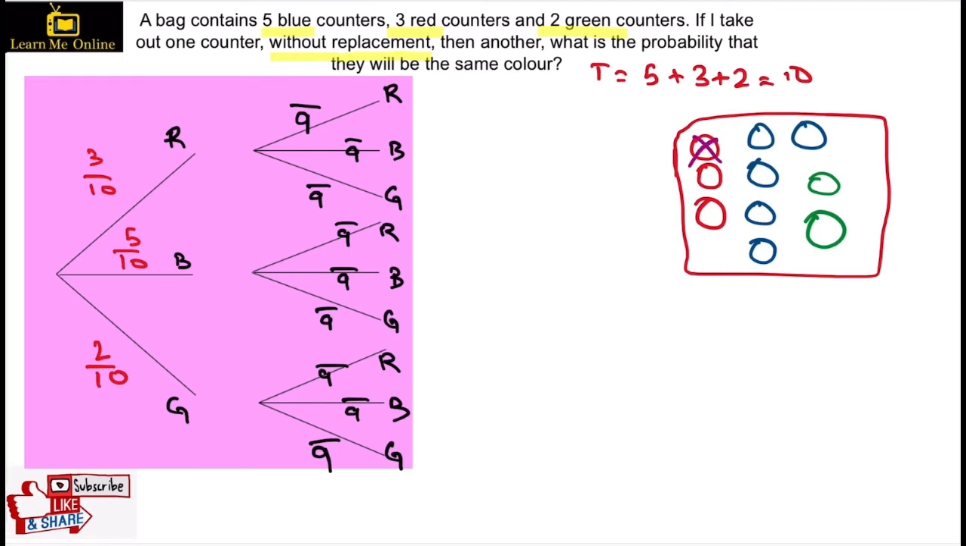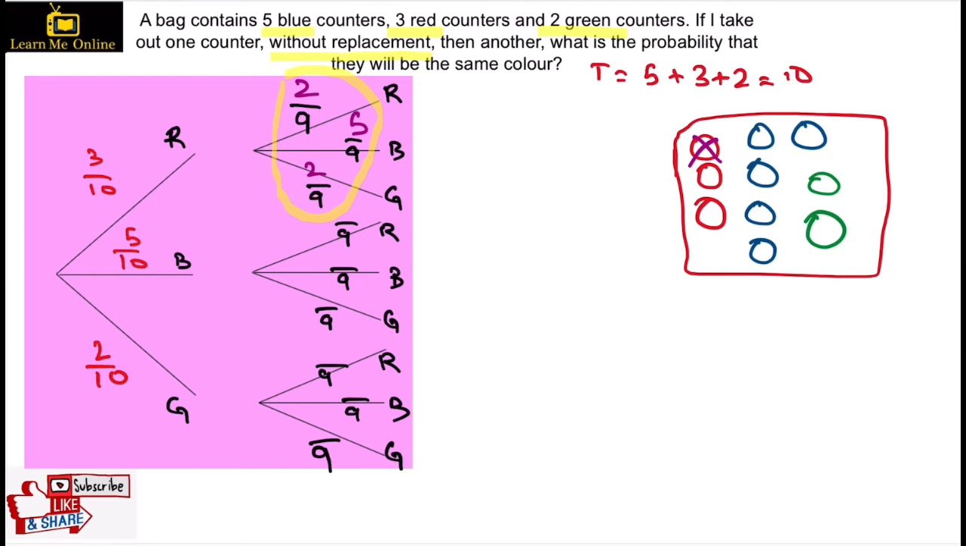Because I've chosen the red counter, the new probability of having the red counters would be 2 over 9, where I see that the blue counters remain the same, which would be 5. And the green counters remain the same as well, which would be 2. Now, you see that 2 plus 5 makes 7, 7 plus 2 makes 9, so 9 over 9 gives you 1. So the sum of these 3 adds up to 1.